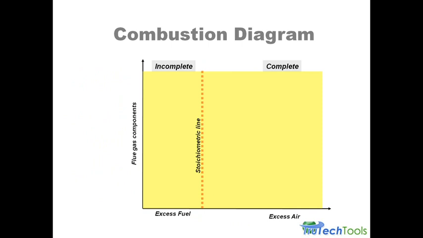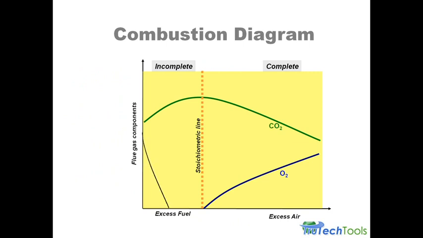Now, if we graph our O2 line, you can see it starts at the bottom, and basically, the more oxygen we have, the more excess air we're going to have in this little equation per cubic foot of gas. And our CO2, obviously on the stoichiometric line, we're going to get the ultimate conversion of carbon to carbon dioxide on the stoichiometric line. So that would be perfect combustion.